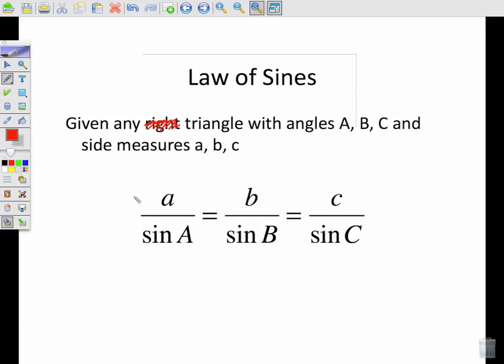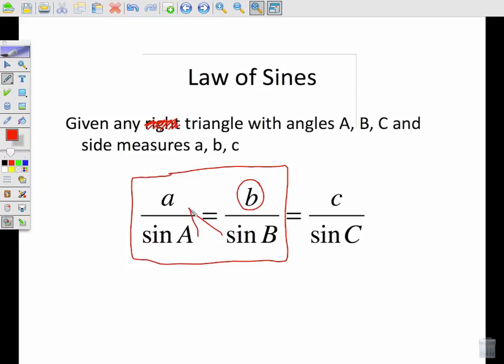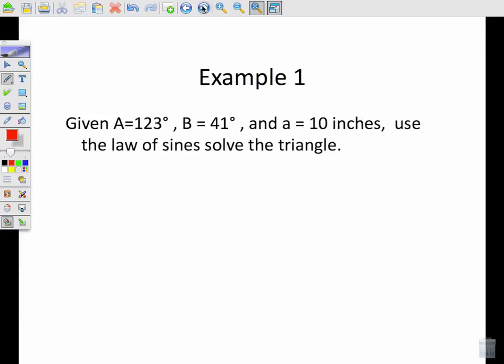Okay, so it's just a way of writing a ratio of angles and sides, and typically we work with two at a time and set up a proportion. If we're going to solve for b, you would cross multiply and divide. If we're trying to find angle B, again you would cross multiply and use the inverse of sine to find the angle. But we've got the formula, and the goal would be to solve triangles.